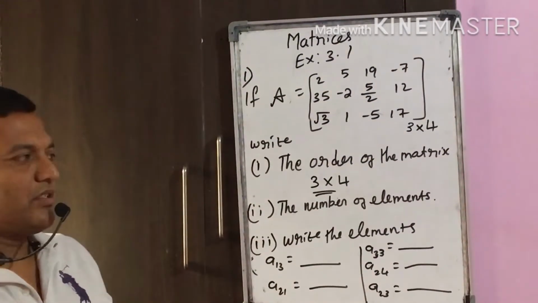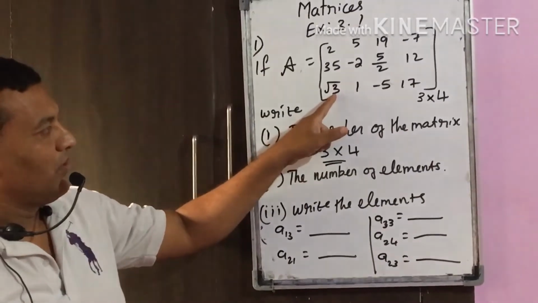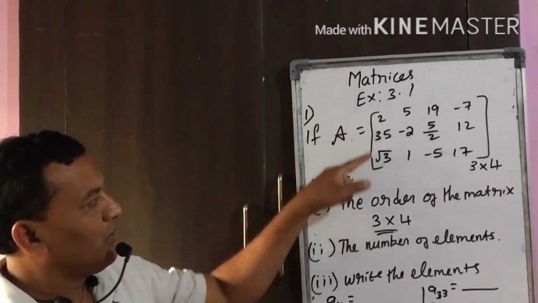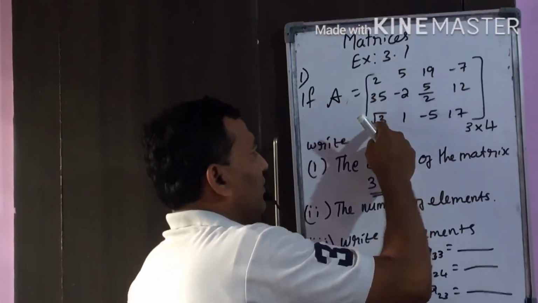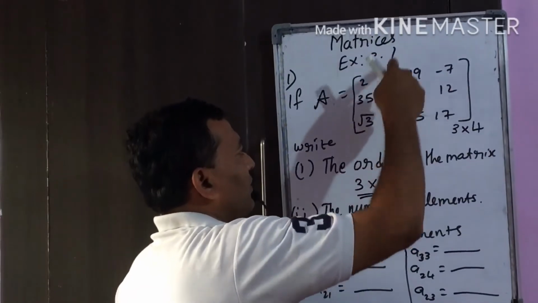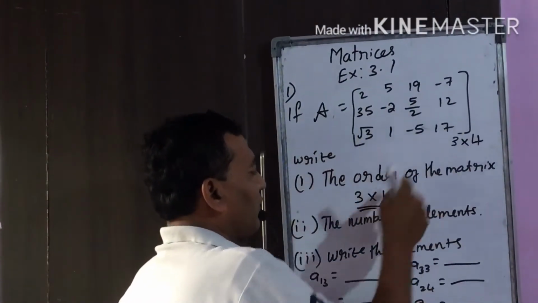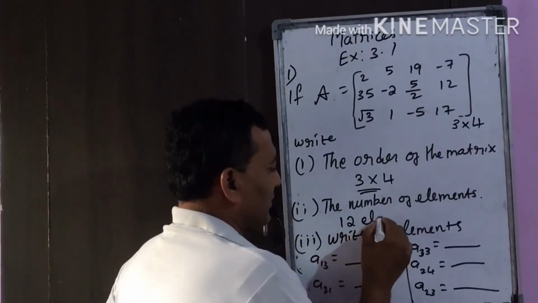Now for the second part, the number of elements. The number of elements is very simple. We have 3 elements in this first column. In these 3 rows, each row has 4 elements. We have 4 columns and 3 rows, so this is 3 into 4. That is, we have 12 elements.